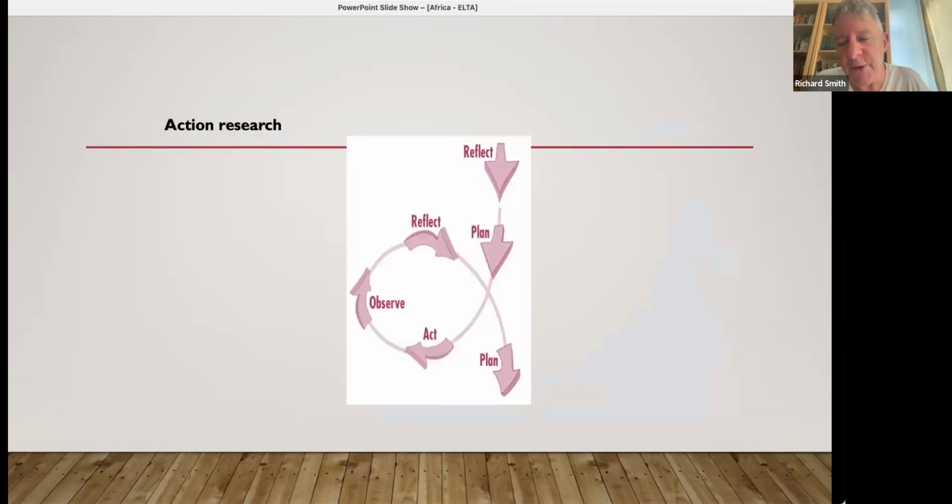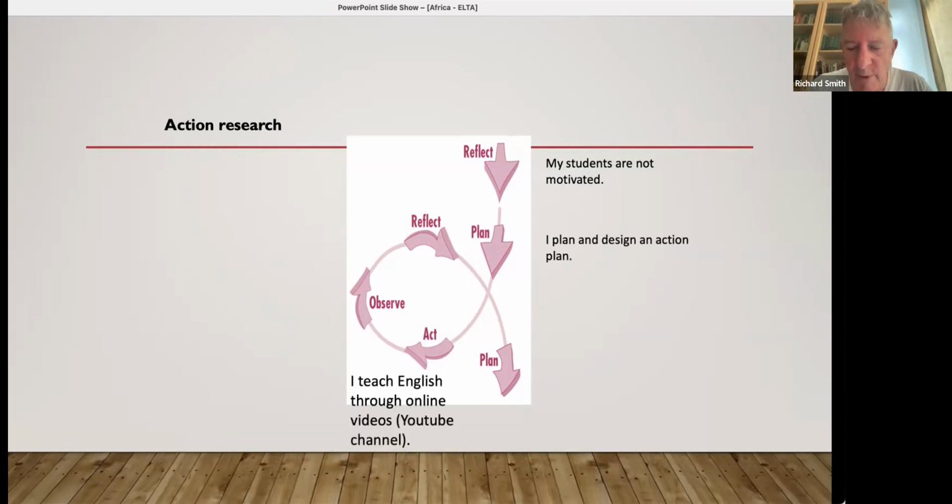So I'll just share another example. Remember, these are the stages of action research. This is just action research. So this teacher says, my students are not motivated. Many teachers have this as a starting point for research. Now, remember, this teacher is not exploring first. This teacher is just going to try something out to improve the situation. So they plan and design an action plan.